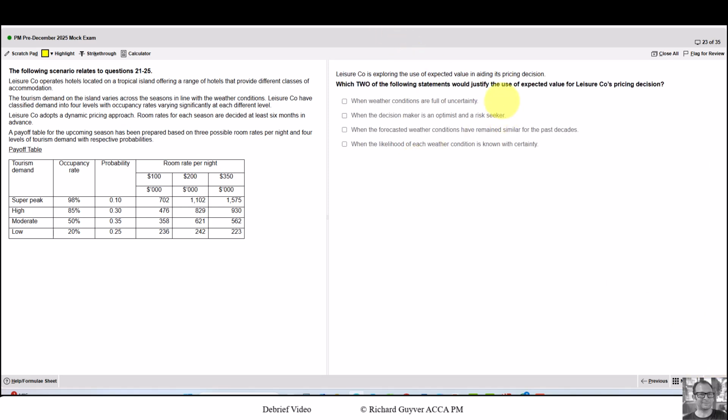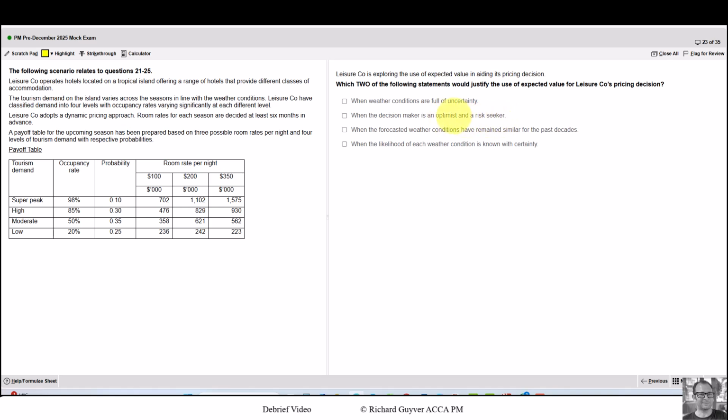Which two of the following statements would justify use of expected value for Leisure Co's pricing decision? This is an outlier, probably because it's testing our knowledge of when the expected value is an appropriate decision-making tool. Leisure Co is exploring the use of EV in aiding its pricing decision. So we need to choose 2 of these. Firstly, when weather conditions are full of uncertainty. That's not when we use EV. For EV, we need to have events that are occurring again and again, and the probability of each outcome is known with certainty. When the decision maker is an optimist and a risk seeker, that's not the EV person.